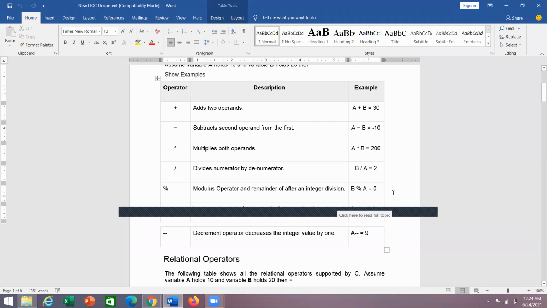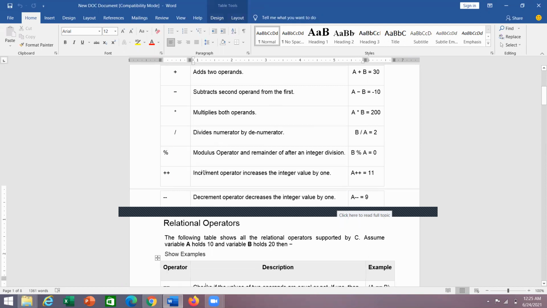So what value will it take? It will take the 0 value. That means a remainder. Modulus will take the remainder value, and division will take the quotient value.